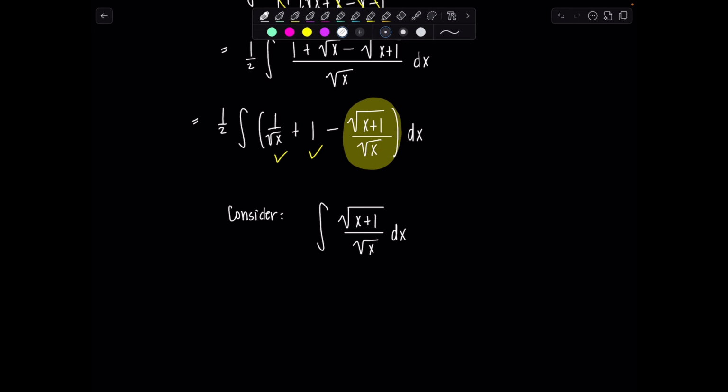Okay, first thing that popped out at me is, let me try rationalizing the denominator. So I'm going to multiply top and bottom by rad x. And then what are we going to be left with? We'll have square root of x squared plus x over, yes, x dx. And then now this is screaming for trig substitution.